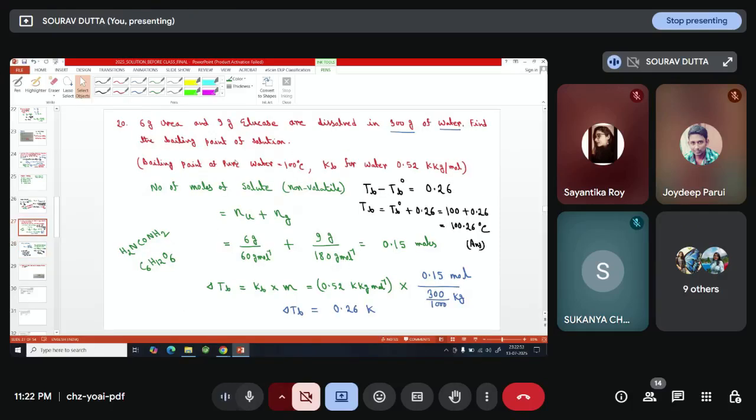Okay, a numerical from this portion: 6 gram of urea and 9 gram of glucose are dissolved in 300 gram of water. Find the boiling point of the solution. The boiling point of pure water, 100 degree centigrade, is given to you, and Kb of water is given as 0.52 Kelvin kg per mole.